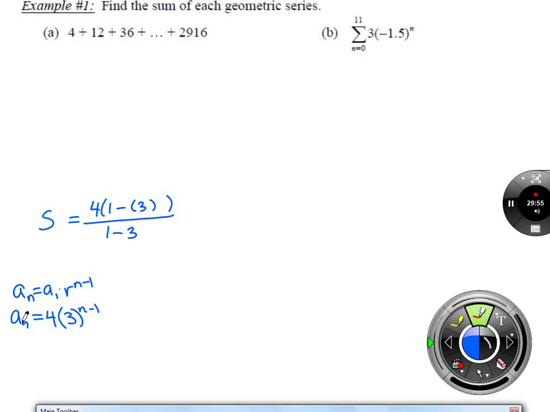Okay? I already know what I'm supposed to get. I'm supposed to get 2,916. So the question is, how do I solve this equation for n? Well, the first thing I do is I get rid of the thing that's not part of the exponent, the 4. I should divide both sides by 4. And so when I do that, 729, somebody check for me, okay? Yeah? Okay.